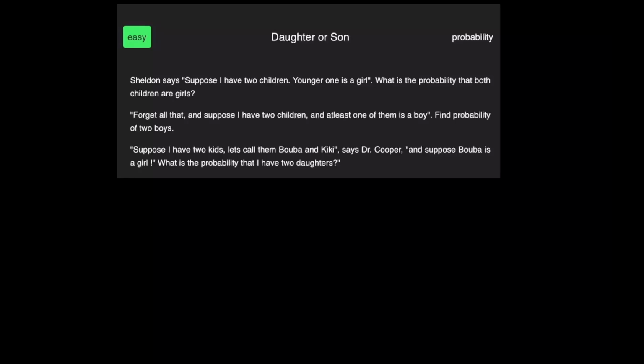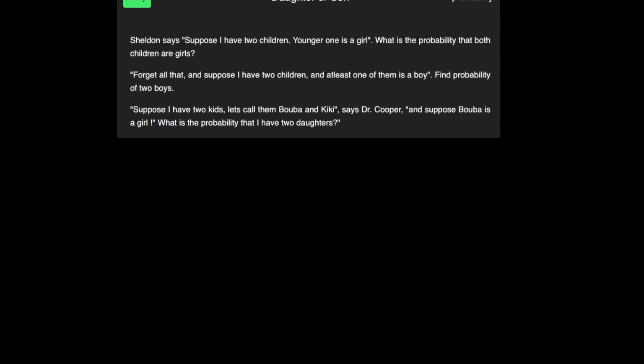Today we're doing another Brainstellar Quant puzzle. This one is called Daughter or Son. This is an easy problem. And just to explain the problem really quick for you guys, basically we've been given a person called Dr. Sheldon Cooper, and he has two children.